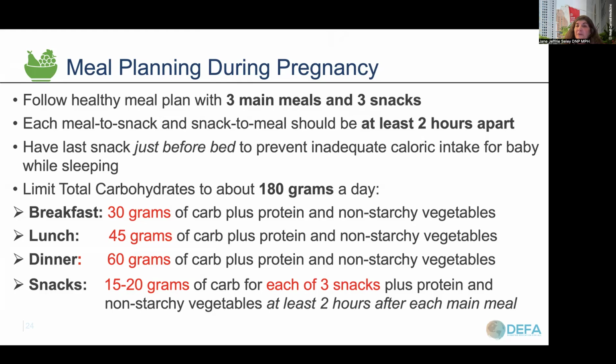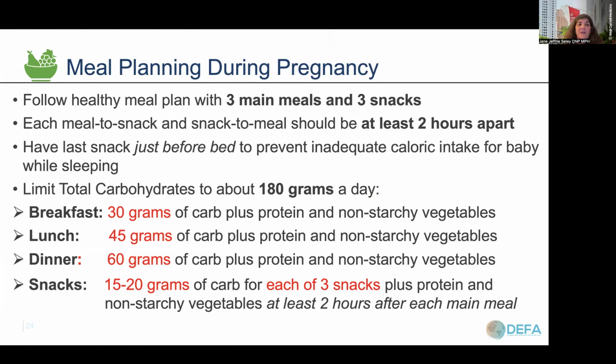So they're going to have 3 main meals and 3 snacks carefully timed at least 2 hours apart. When you eat breakfast, you wait at least 2 hours before you eat your first snack. You wait at least 2 hours after that snack before you eat lunch, and so on. Having that last snack after dinner, just before bed, will help to prevent inadequate caloric intake for the baby while you're sleeping.